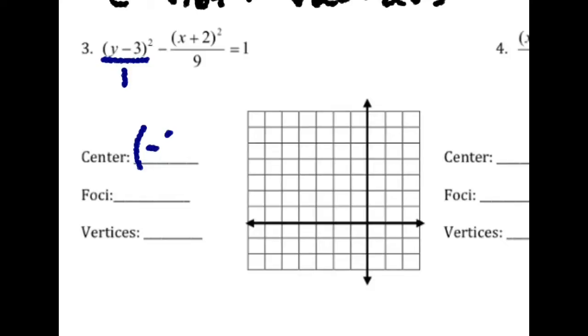All right, so my center is at negative 2, positive 3. Real common mistake there to call it 3, negative 2 if you're not careful about where the x and y are. All right, so there's my center. Now we'll just graph that point. Negative 2, 3 is up there.